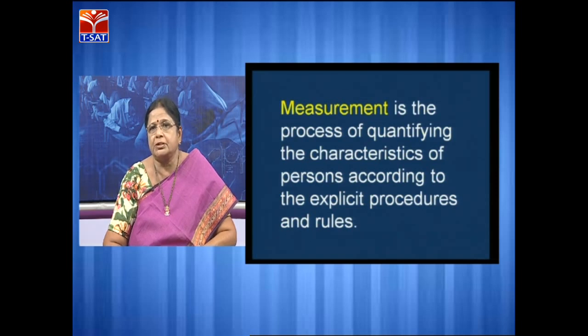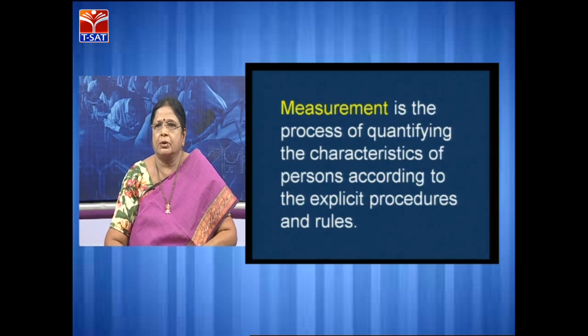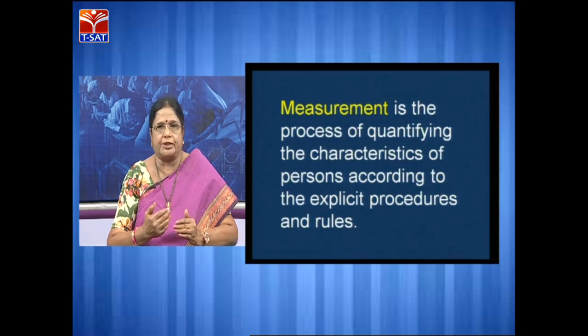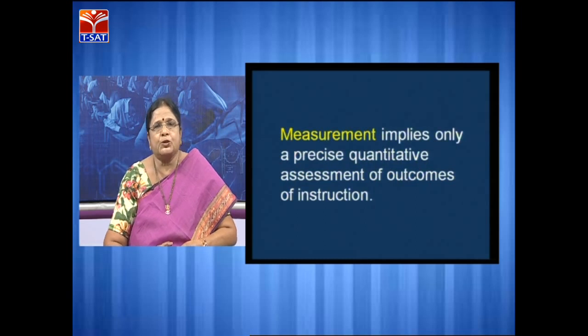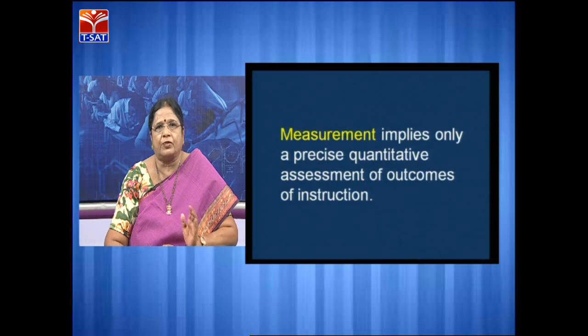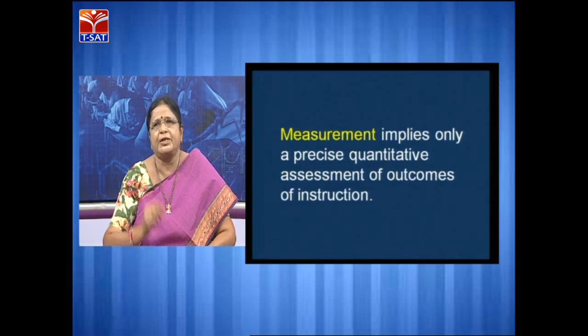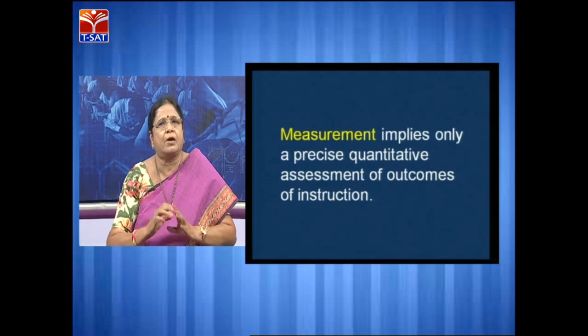Measurement is the process of quantifying the characteristics of persons according to explicit procedures and rules. So, as per the rules and procedures, measurement is done. We will take an example. Measurement implies only a precise quantitative assessment of outcomes of instruction. I repeat, measurement implies only a precise quantitative assessment of outcomes of instruction. Precise means a small part, it is not overall.